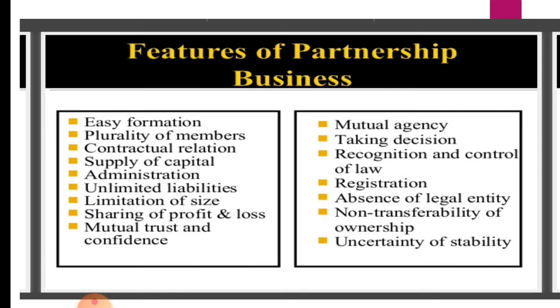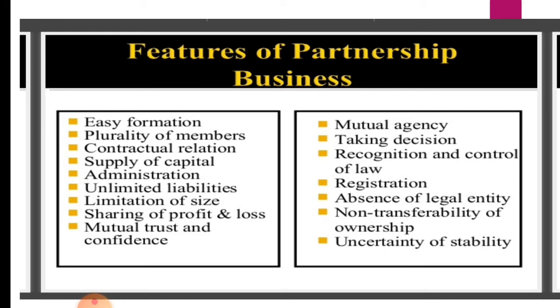Principals, that is, the owner. Whereas, to the other partners in the business, they are considered as an agent. They act as an agent to one another. Whatever business is to be done, they all share and carry on the business. So next, mutual trust and confidence is over. Mutual agency also we saw.